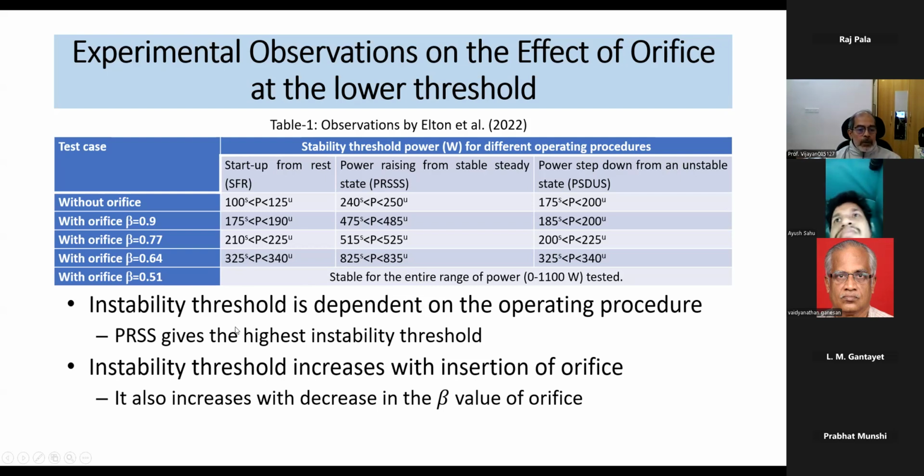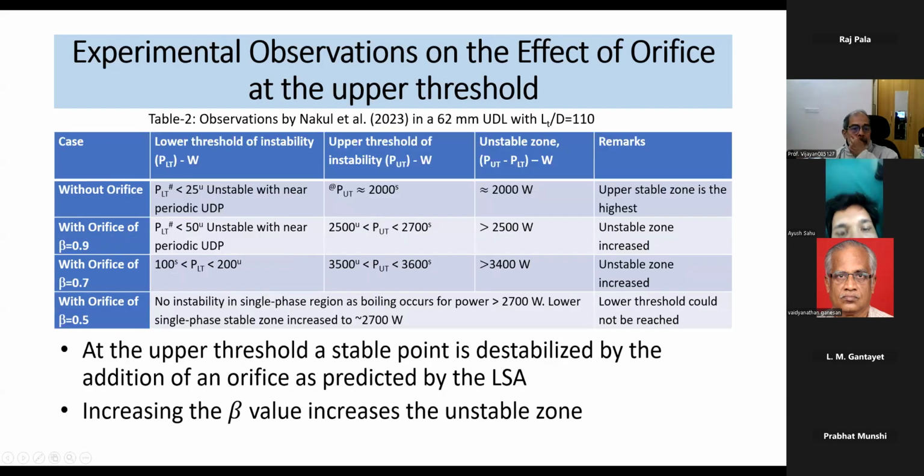So people get the opinion that this is what everyone has done. Everyone has tried its effect on the lower threshold, and then they found that it is stabilizing. But then, recently, as I said, Nakul did this for the upper threshold, and we found some surprises. Without the orifice, it was stable up to 2000 watt. It was a 62 loop.